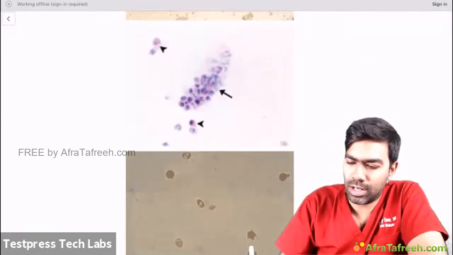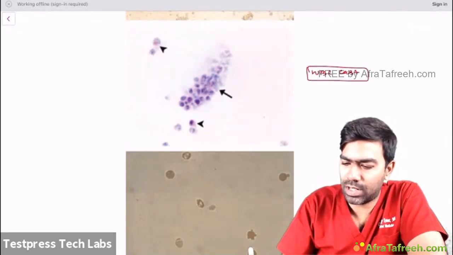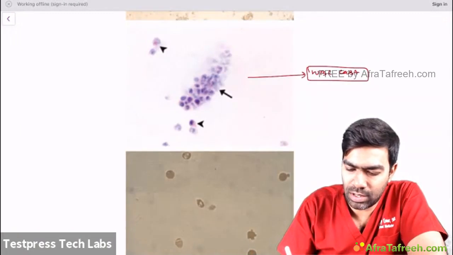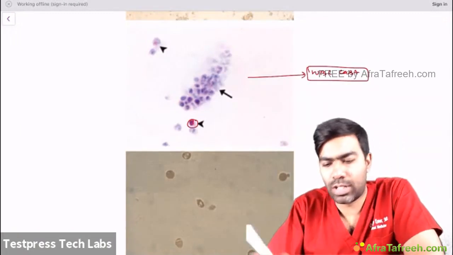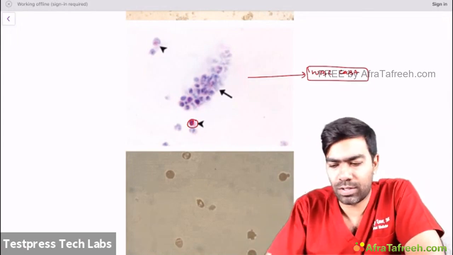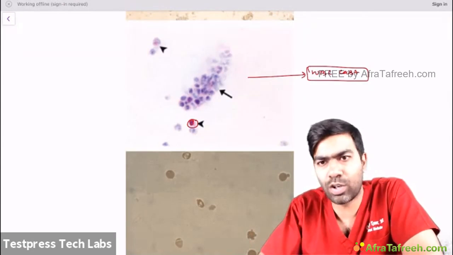Yes, this is a WBC cast, because you are seeing a nucleus. You can see a nucleus here. So that's typical of a WBC cast, straightforward. It is non-specific, can be seen in pyelonephritis, interstitial nephritis, even glomerular nephritis.